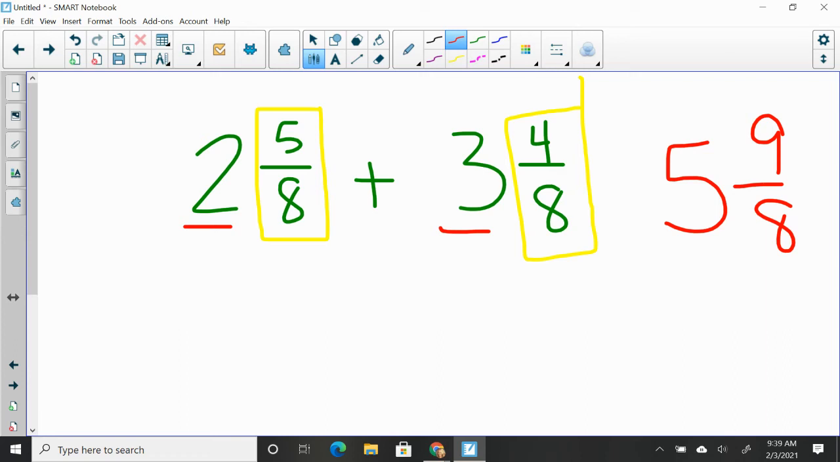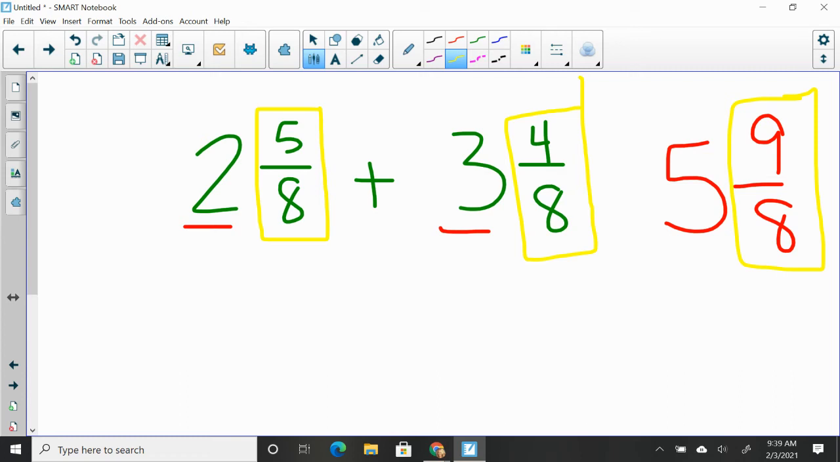But can you leave it like that? No, you can't leave it like that. This is improper, and we don't leave improper fractions improper. So I then have to think about what 9/8 is as a mixed number. Can anybody tell me that? 9/8 as a mixed number. 1 and yep, 1 and 1/8.